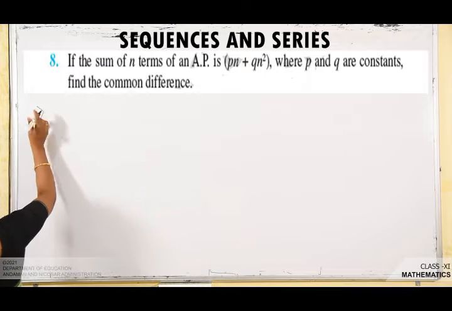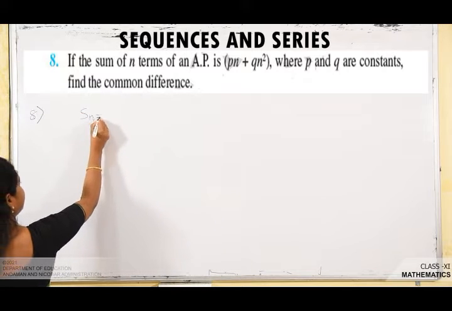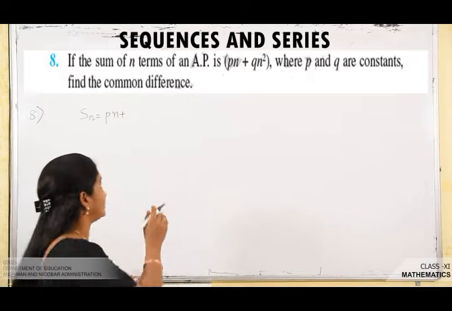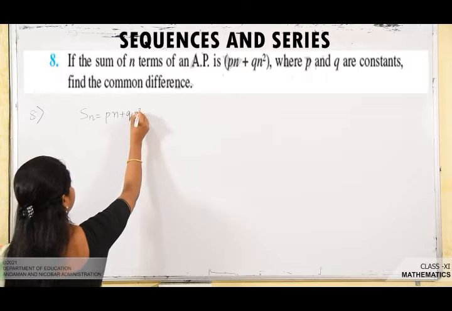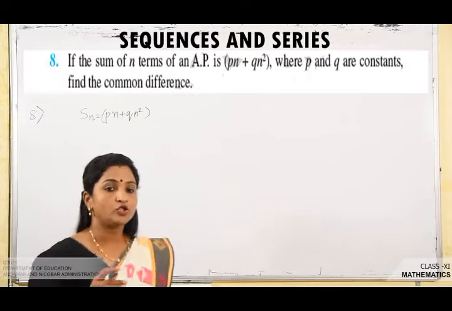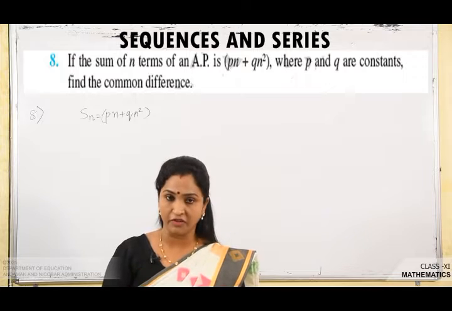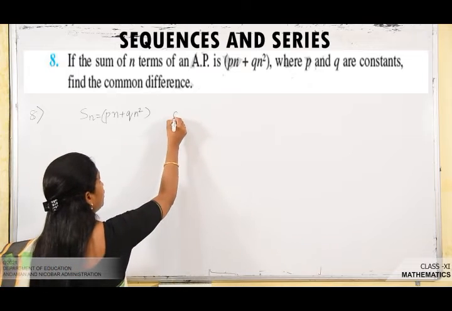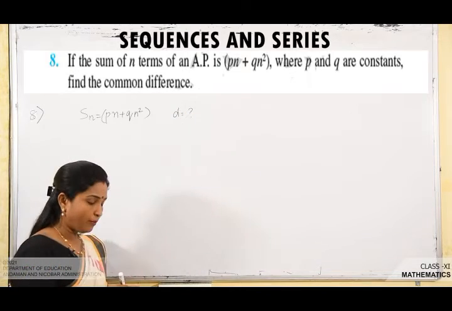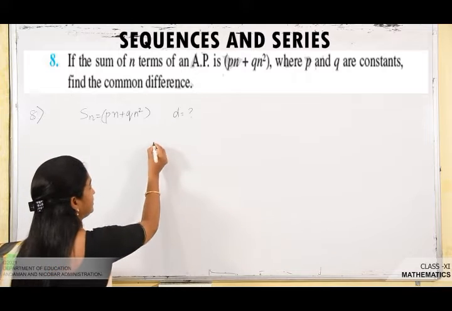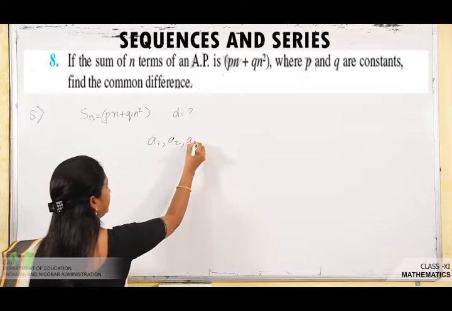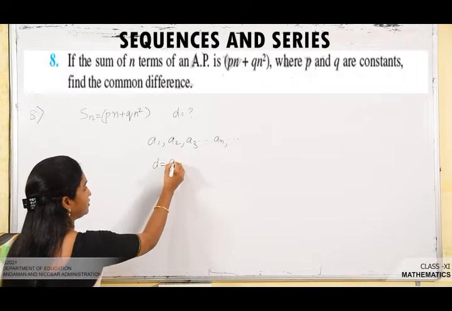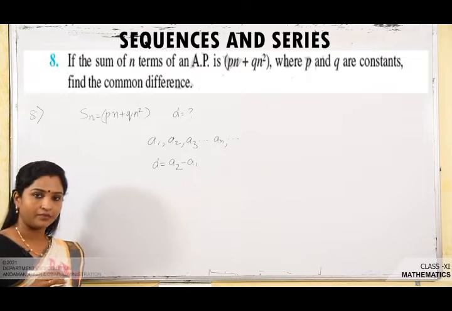That means Sn is given to be Pn plus Qn square, where P and Q are constant. Find the common difference. Now you know what is the meaning of common difference. Common difference means if you have got the sequence A1, A2, A3, etc., An, and you want to find the common difference, it is A2 minus A1, right?